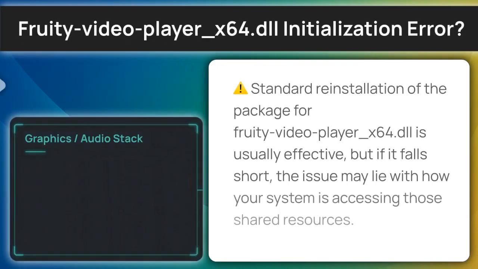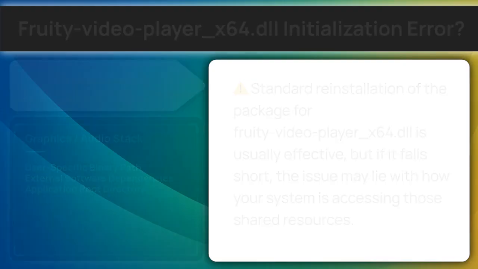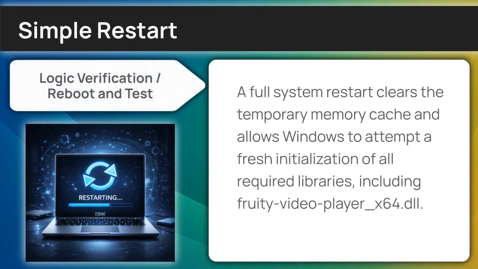In the event the error remains visible, it indicates we need to verify the environment's ability to register new shared resources. A system reboot is a reliable way to clear away zombie processes that might be interfering with Fruity Video Player 64. It's a low-impact step that ensures your operating system is starting with a synchronized environment.